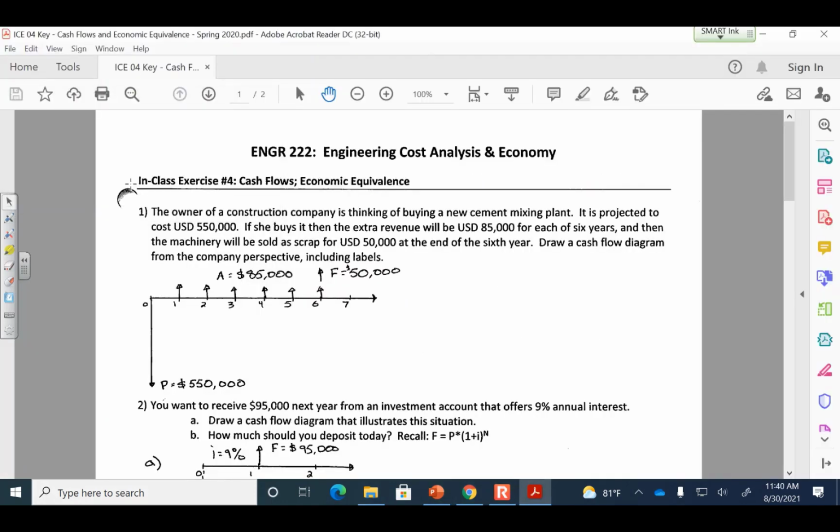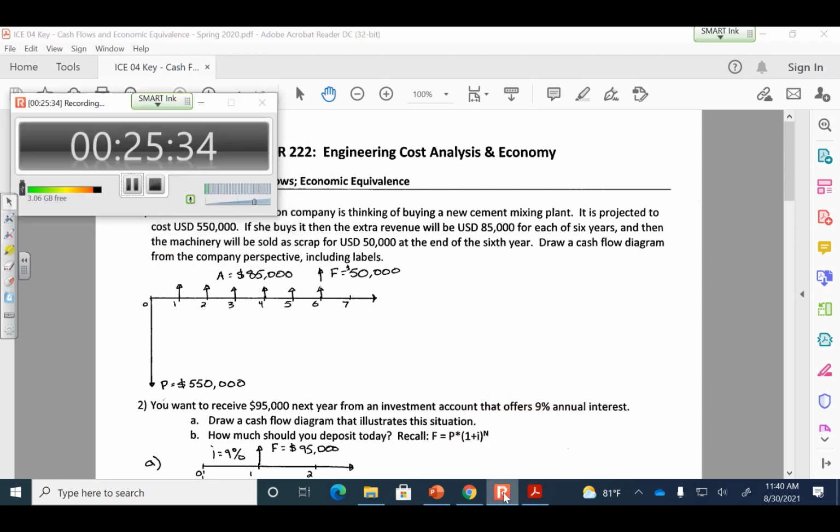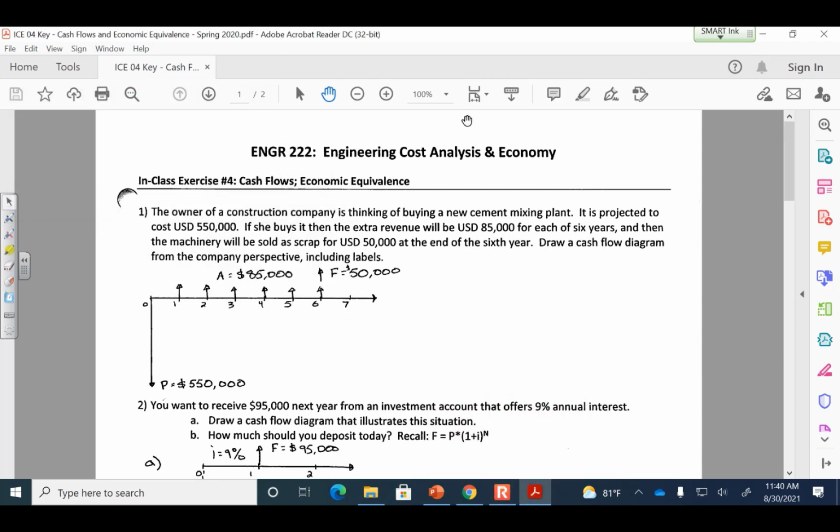Let's take a moment to look at the solution to these first few problems and make sure that we're all on the same page, so to speak. Let me try and make it a little bit bigger.